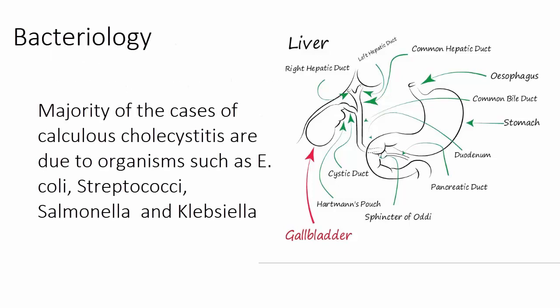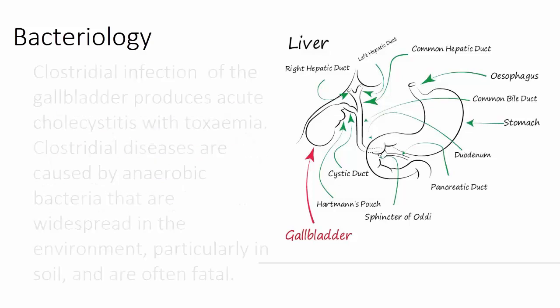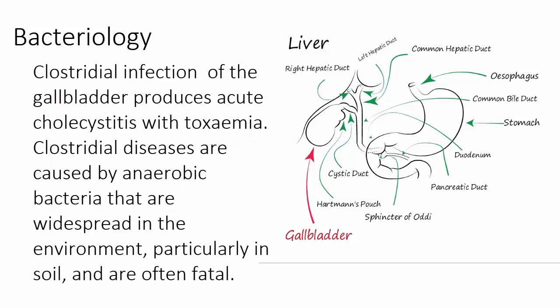Bacteriology. Majority of the cases of calculus cholecystitis are due to organisms such as E. coli, streptococci, salmonella, and Klebsiella, etc. Typhoid fever can also cause typhoid cholecystitis after a couple of weeks of infection. Clostridial infection of the gallbladder produces acute cholecystitis with toxemia.